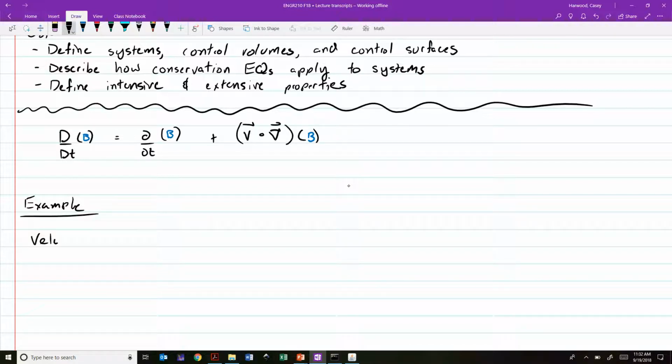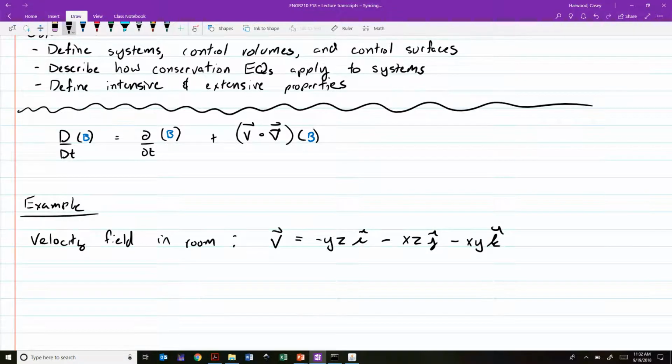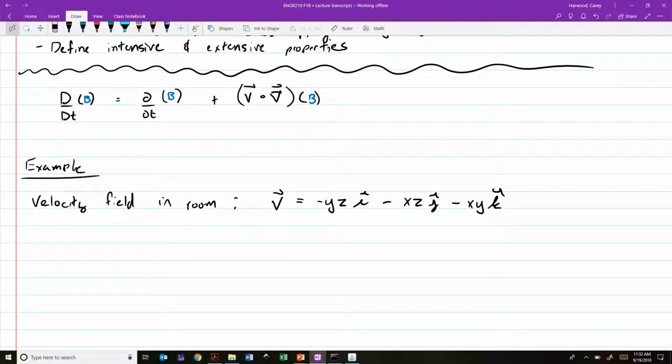So assume a velocity field in some body of fluid. We'll call it a room full of air. The velocity field in the room is given by negative yz i minus xz j minus xy k. So it's a three-dimensional velocity field. At the same time, the temperature in the room is given by the following scalar field.